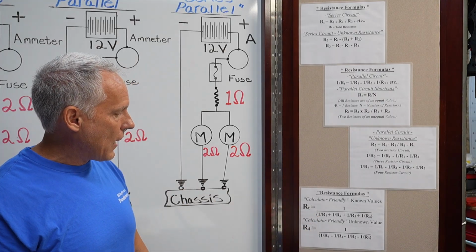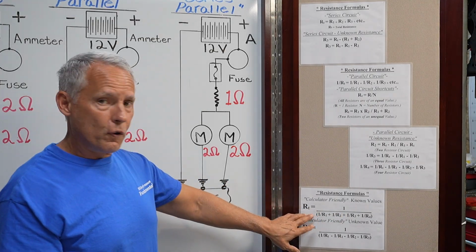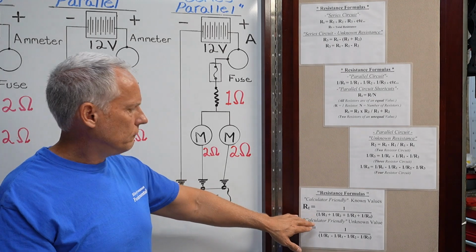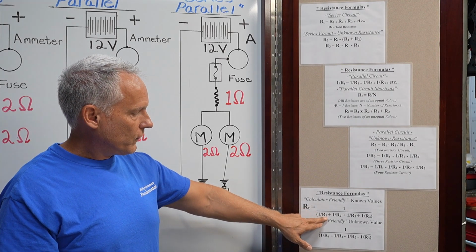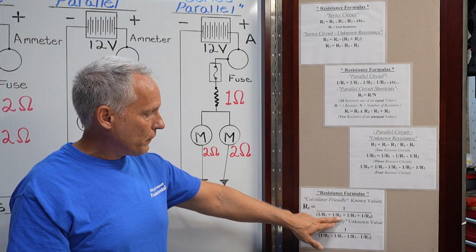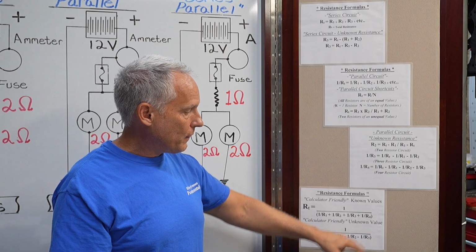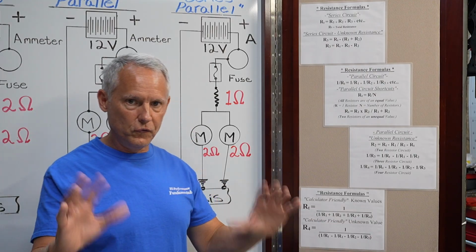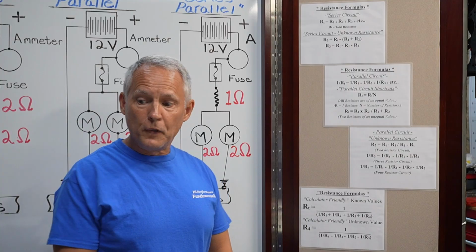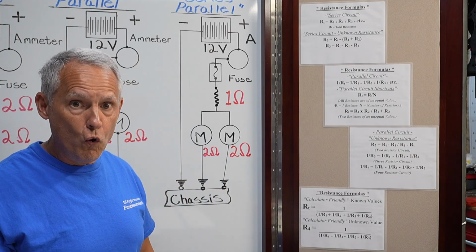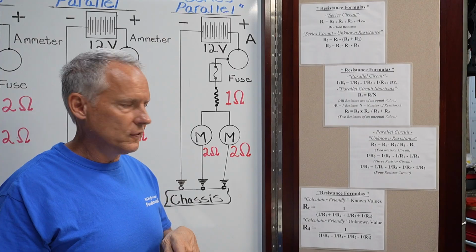Basically, you'll take your calculator, take the number 1 and divide it by, in parentheses, 1 divided by the resistance of number 1 plus 1 divided by the resistance of number 2 plus 1 divided by the resistance of number 3 plus 1 divided by the resistance of number 4, close parentheses. Enter, and you now have your total. I'm going to use my phone calculator and do that exact thing, just to show you how easy it is.